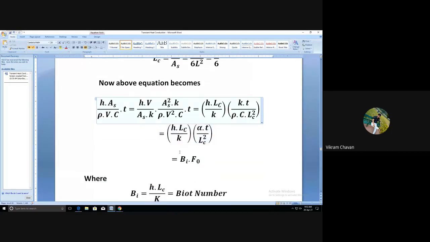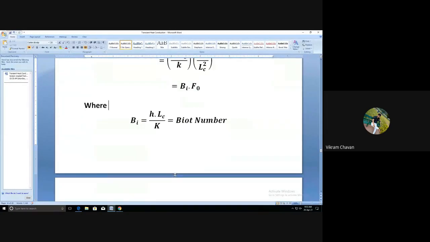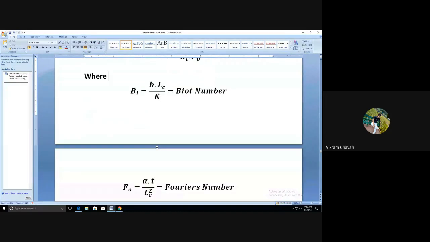Here HLC divided by K represents Bi, which is called the Biot number, and alpha T divided by LC squared represents Fo, which is nothing but the Fourier number. So Bi is equal to HLC divided by K, the Biot number, and Fo is equal to alpha T divided by LC squared, the Fourier number. Now these two numbers are dimensionless numbers.